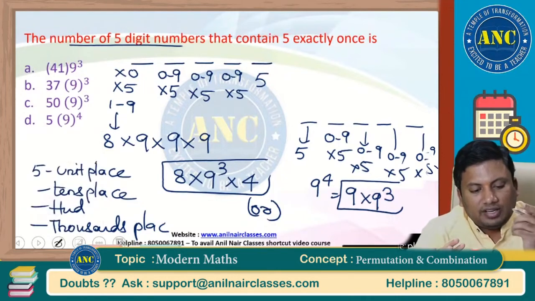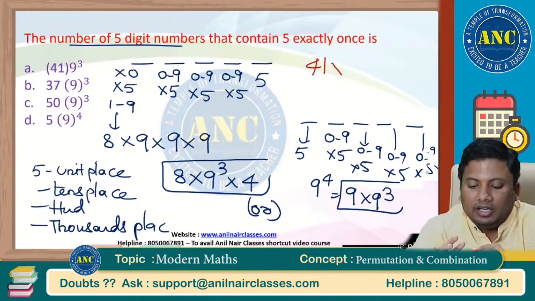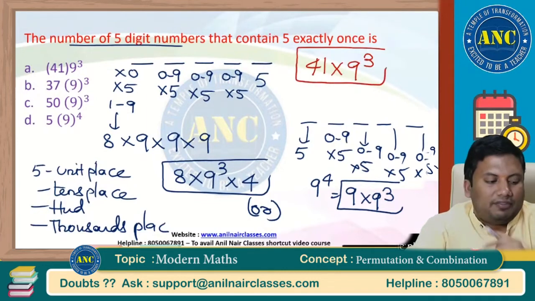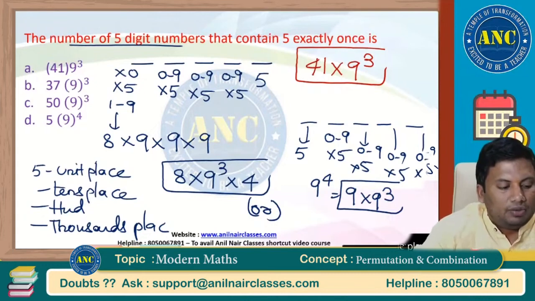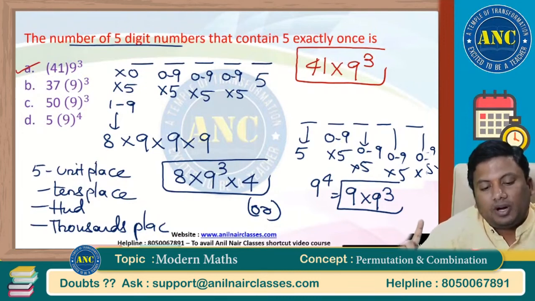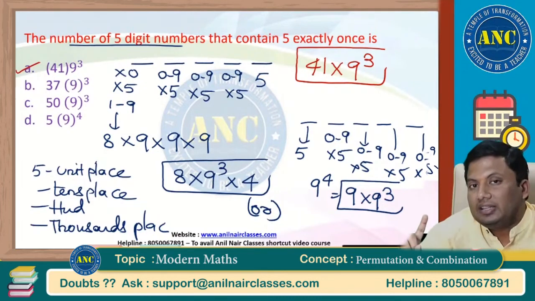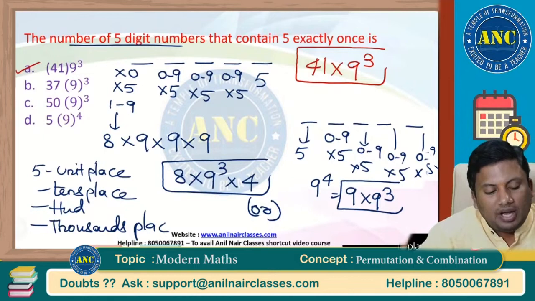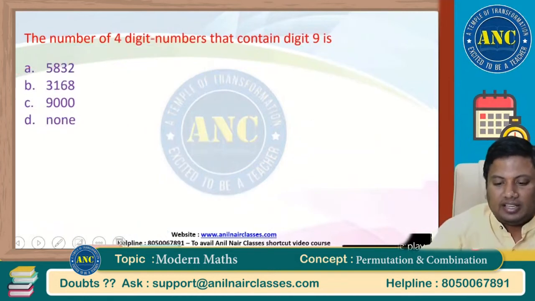What will be the answer for the question? 41 into 9 cube. The answer for this question is nothing but 41 into 9 cube. I hope the idea is clear. Most of the problems whatever we are solving today are either property based or from the previous year exam questions.